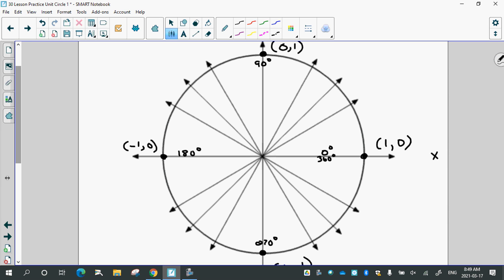Okay, now we're going to do the 45s. Now we'll use a color. So get your first color out. And I'm going to color in 45 spokes, I guess you want to call them, of the wheel. So they're always in the middle of each quadrant.